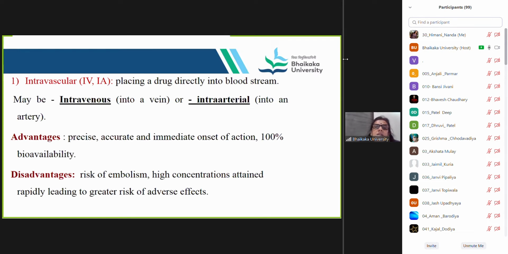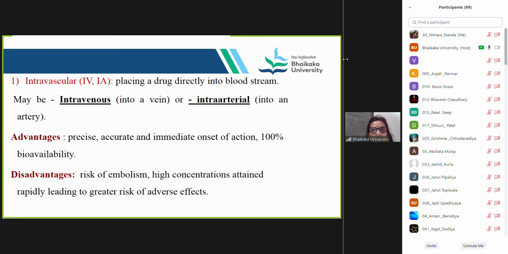Again, you will know in detail during the practical discussions. See, the first parenteral route could be intravascular, so here you can say intravenous and intra-arterial. What is the advantage of drugs given by intravenous and intra-arterial injection? The drug directly enters into the blood.